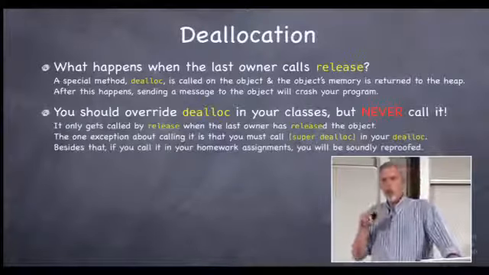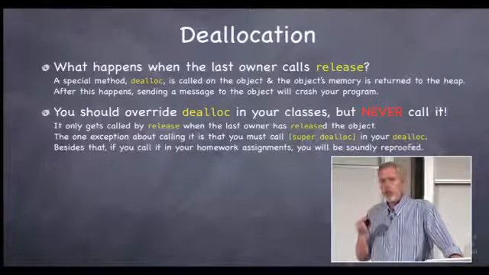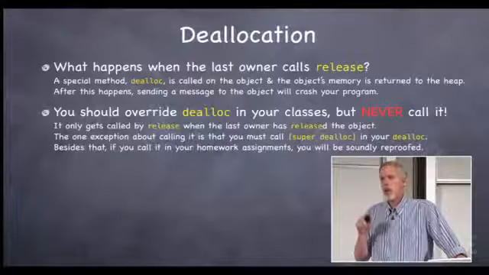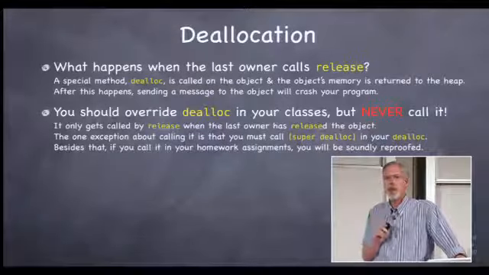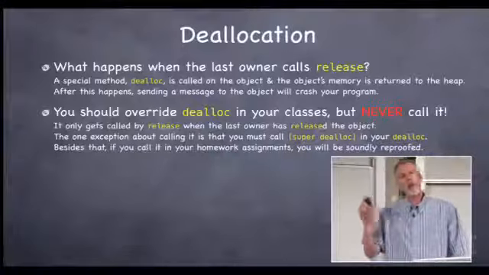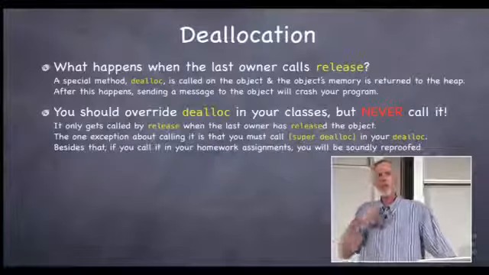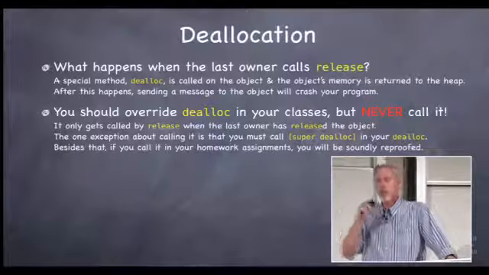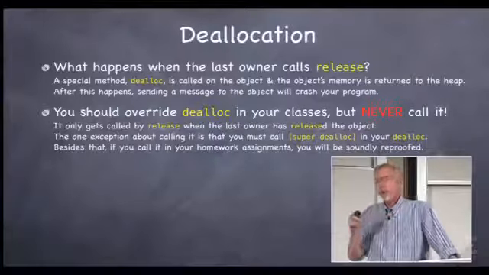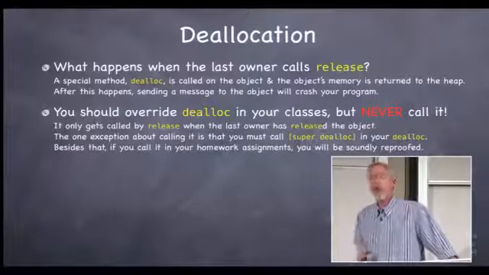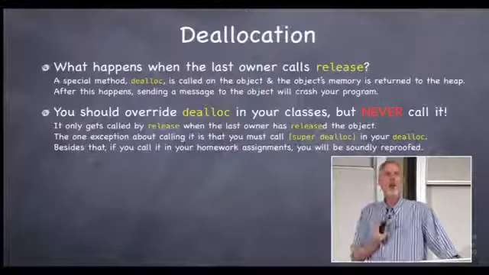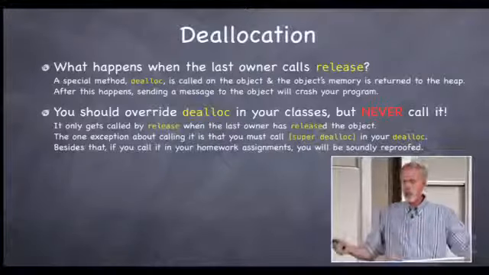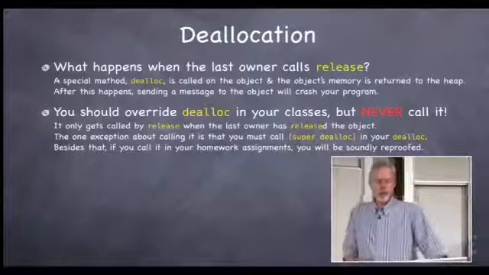You should override dealloc in your class, but never call dealloc. Dealloc is called for you when the last owner releases. Every quarter, it seems like people get this a little confused, and they say, oh, I'm done with this object, I'm going to call dealloc to deallocate it. No, never. You call release. And when the last owner has released, now it will deallocate it.